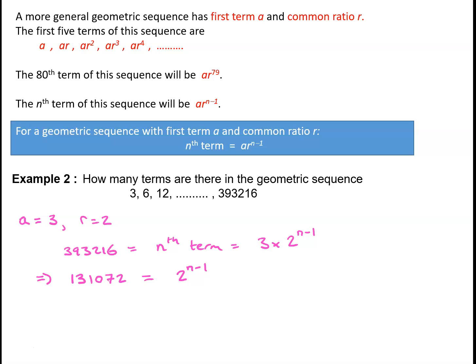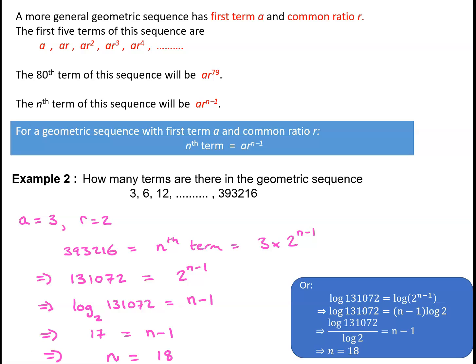And the easiest way now of proceeding is by taking logs to base 2 of each side. If I take logs to base 2 of each side, I've got log to base 2 of 131,072 must equal n minus 1. And using my calculator, that gives me 17 equals n minus 1, so n equals 18. If your calculator hasn't got logs to any base on it, but has only got logs and natural logs on it, then we can still get through the question by just using a slightly alternative means. We use logs to base 10 and we just go through the process as shown in the blue box here.